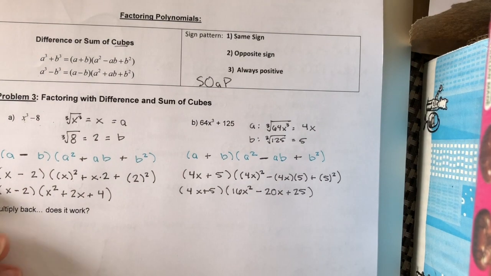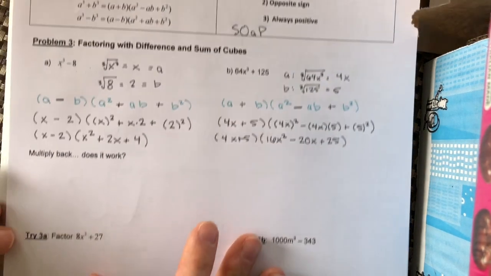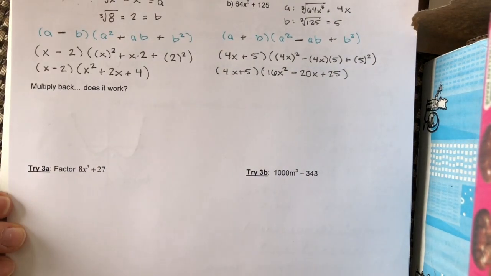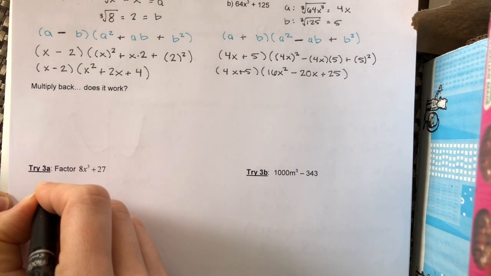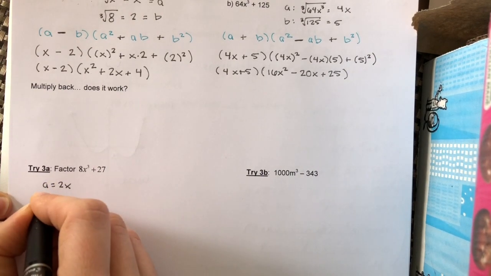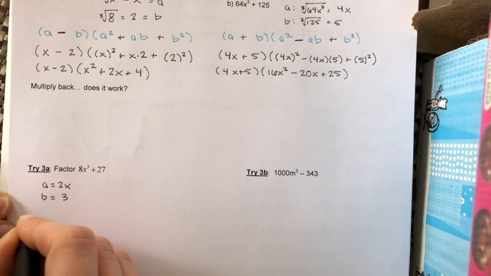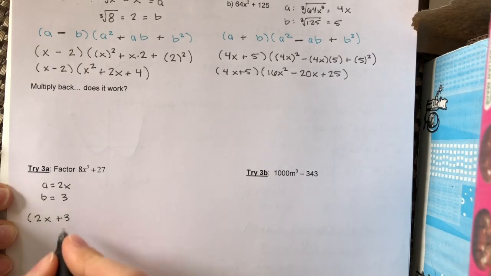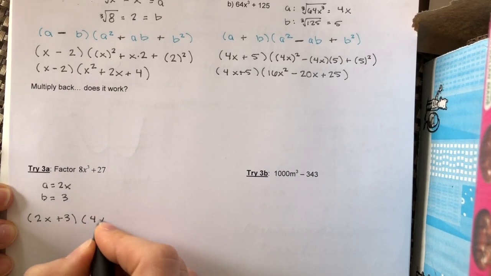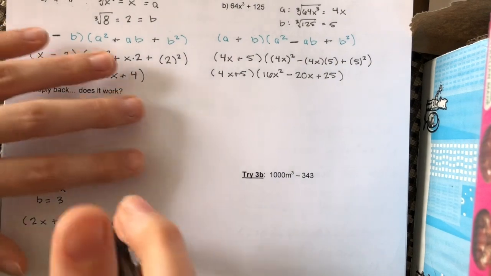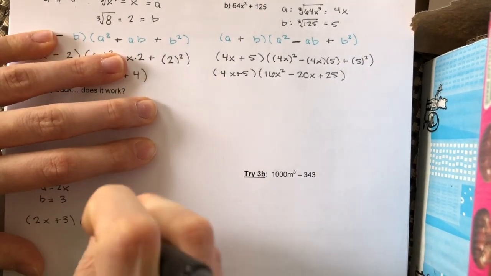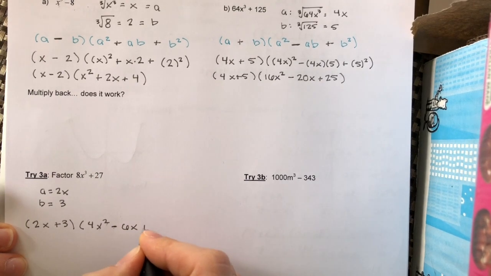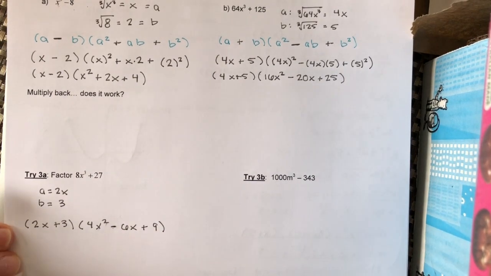Okay, good to go? All right, I will leave these for you to try on your own. I'm not going to show the work for these, but I will give you the final answer. I'll give you that this A is 2x and this B is 3. I should get 2x plus 3. You see that? Okay, good. Then 4x squared. Oops, I got my signs wrong. It should be SOAP, same. Then opposite, so minus 6x, always positive, plus 9. That should be my final answer.